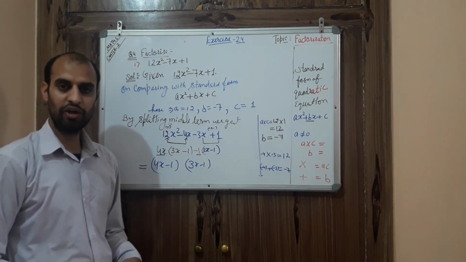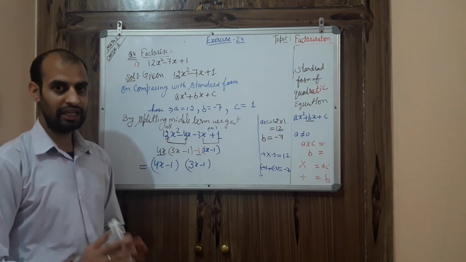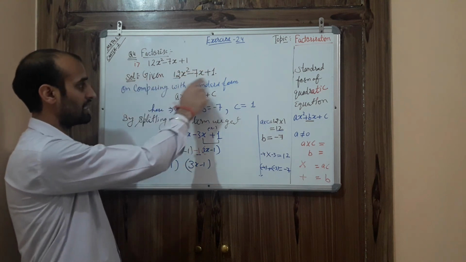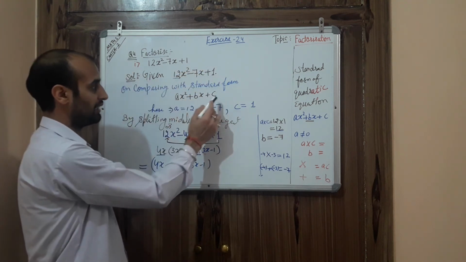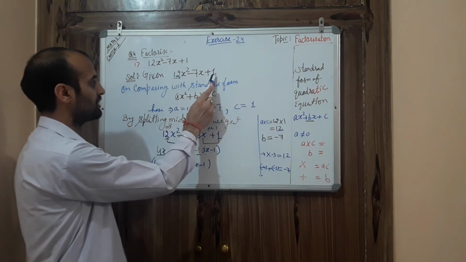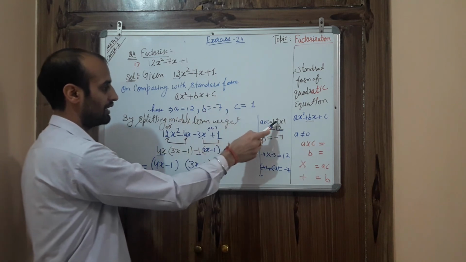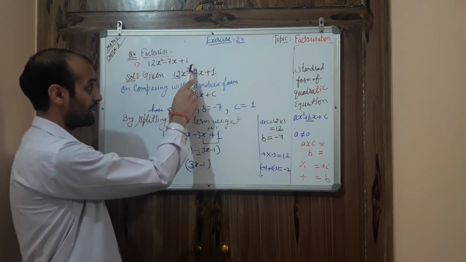I hope it is clear to you how to factorize any quadratic equation. Have a look once again at what I did. Just write the equation as such. After writing the equation, compare it with the standard form. Then multiply the first and last, the constant number and the coefficient of x square. That means a into c, that is 12 into 1. Then b. The value of b is minus 7.